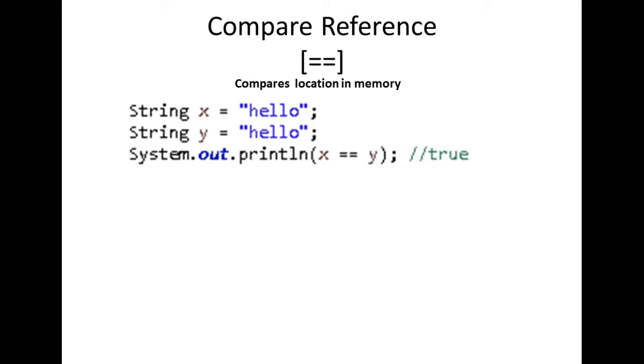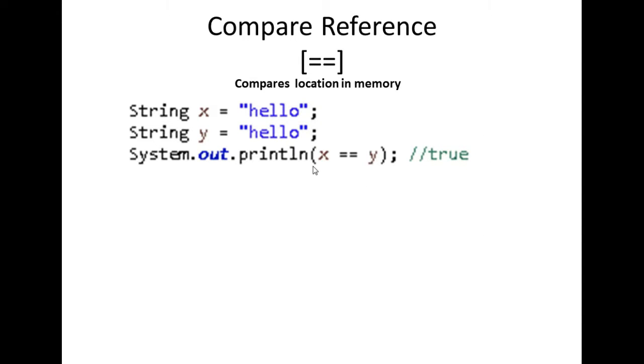So let's just say we have this piece of code here. We have a string x, which is equal to hello, and then we have a string y, which is also equal to hello. All right, so you can see the type of these variables are both of type string, and then on the third line you see here we have a system.out.println, and we're using x equals y. Now we're getting a return value of true that we see right here.